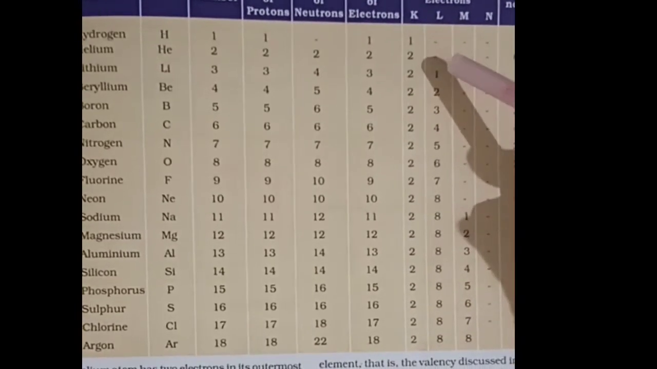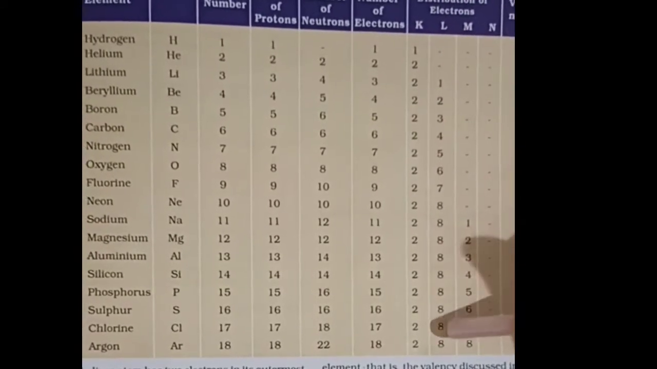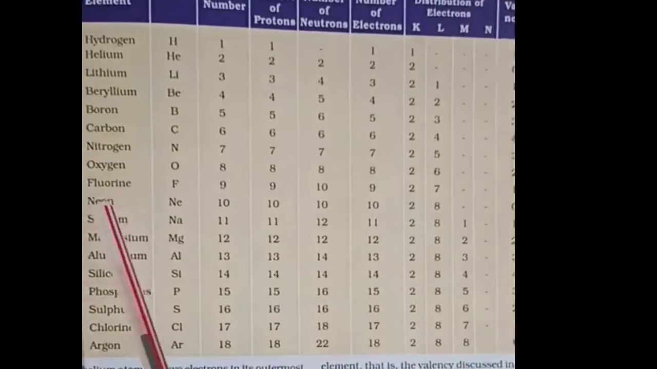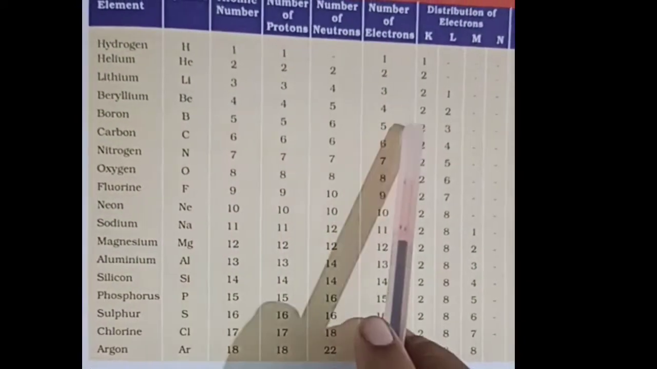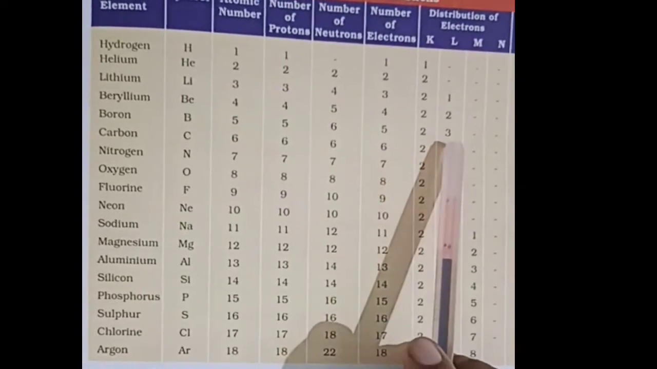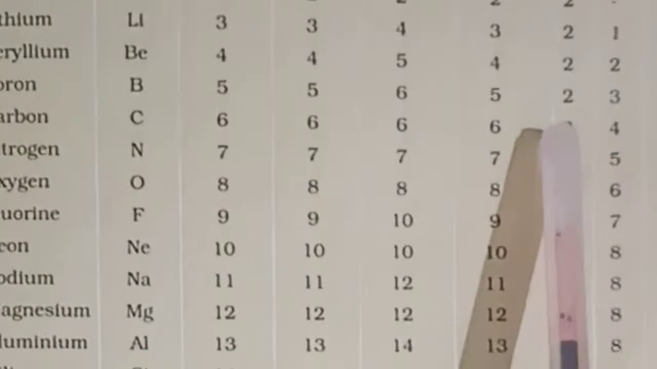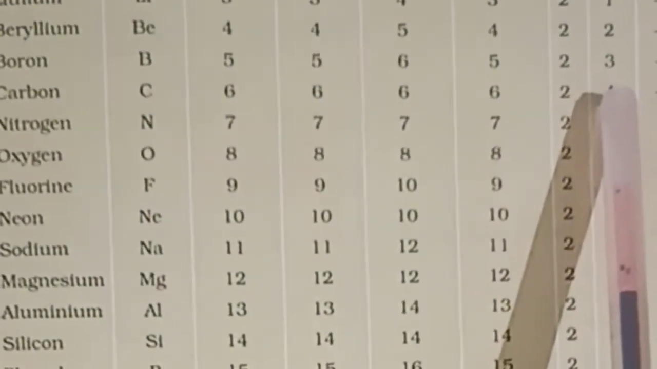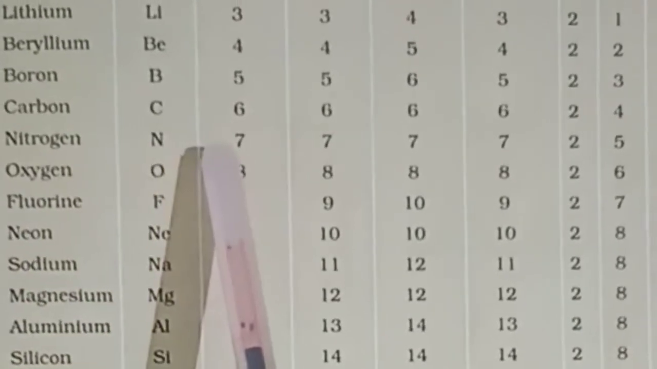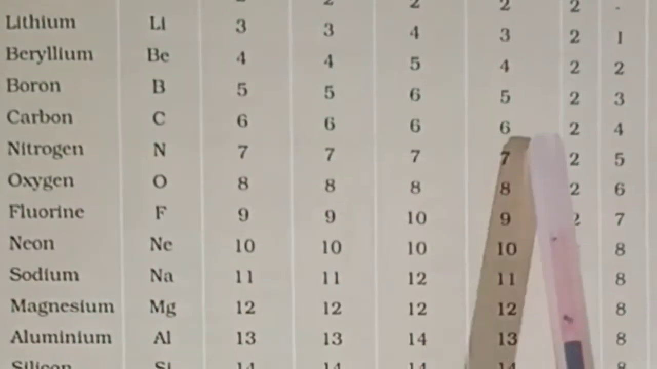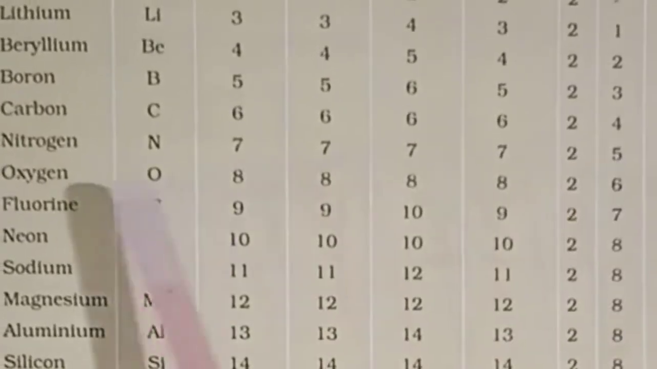Next you can see the L shell can accommodate a maximum of 8 electrons. In the same way, suppose boron is there, 5: 2 in the first shell, 3 in the next. Carbon: first shell 2, and next shell 4. Next we have nitrogen 7, so first shell 2, remaining 5 in the second one.